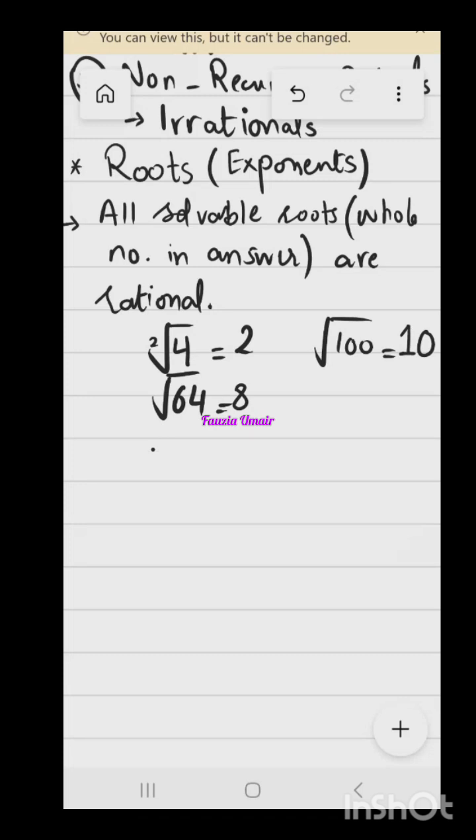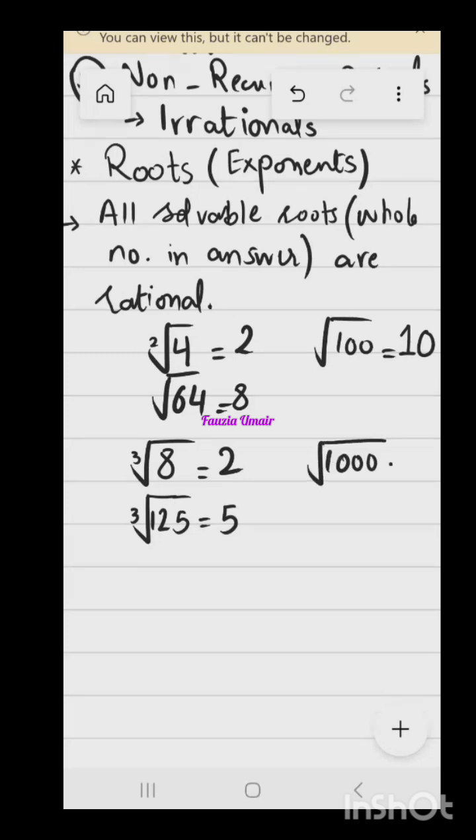Now let's talk about cube roots. What is the cube root of 8? 2. It is 2. What is the cube root of 125? 5. What is the cube root of 1000? 10. Okay, the cube root of 1000 is 10.